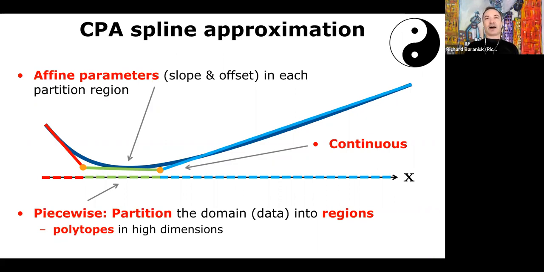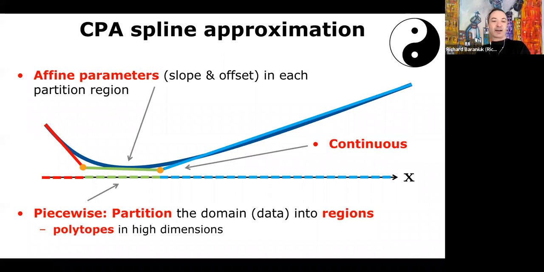Okay, and so with splines, there's a yin-yang kind of relationship between two parts of the spline approximation. Let's say we want to approximate this dark blue curve here. Well, one part is we take the input variable, which is x in this case, and we partition the space of that input variable, partition the domain into regions, which in this 1D example are just intervals. So we have a red interval, a green interval, a blue interval. That's the yin part of our approximation.